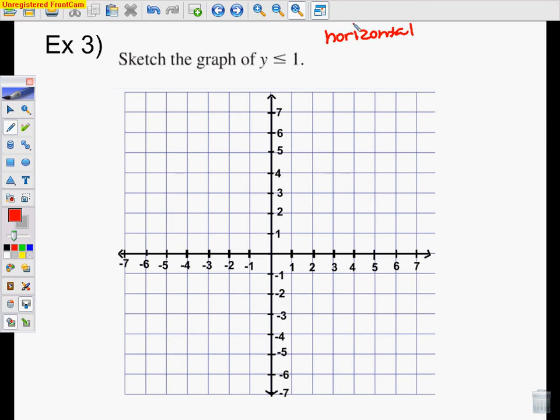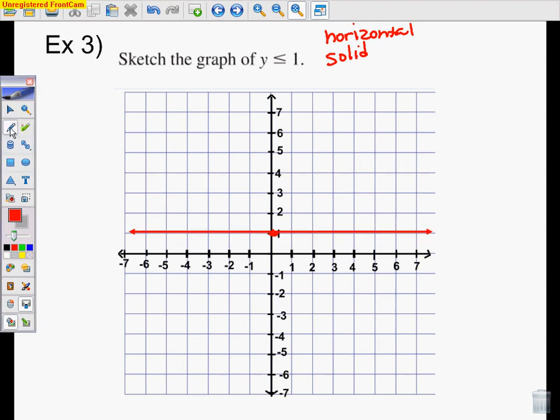And because it's less than or equal to, there's going to be a solid line. A lot of times I think of it being a solid line just because in the symbol, less than or equal to, you have a solid line under it already. So it's kind of obvious. That's a little mnemonic device you could use. So we're going to go to 1 on our y-axis, and we're going to make a horizontal solid line through that one.